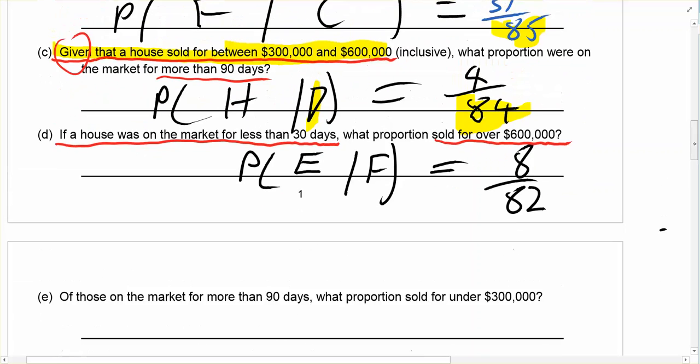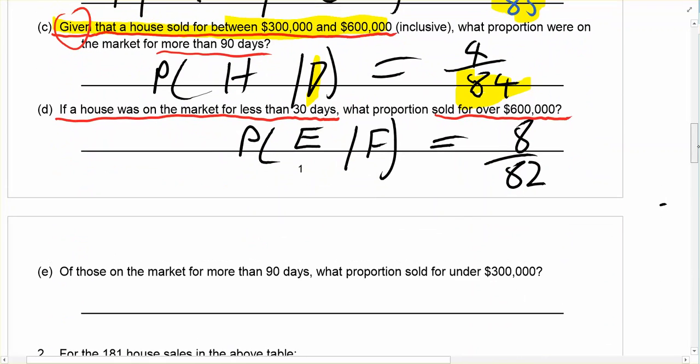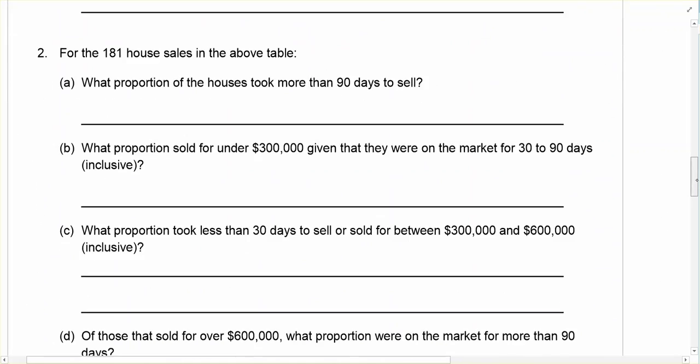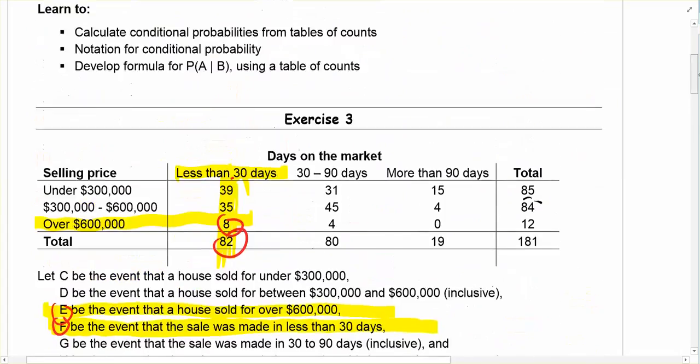Now, I'm not going to do E. I think you get the idea now. But question E is similar. I'm going to do another video that deals with parts of question 2. And so you can watch that if you want. That's video 2 on conditional probability. See you later.